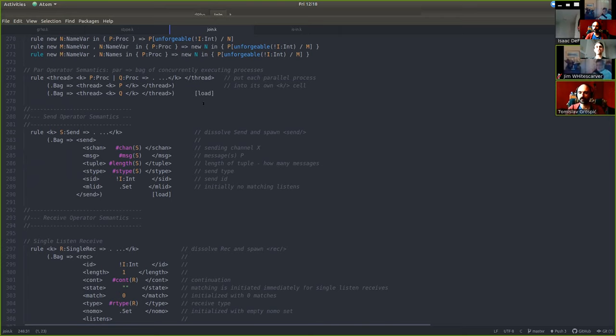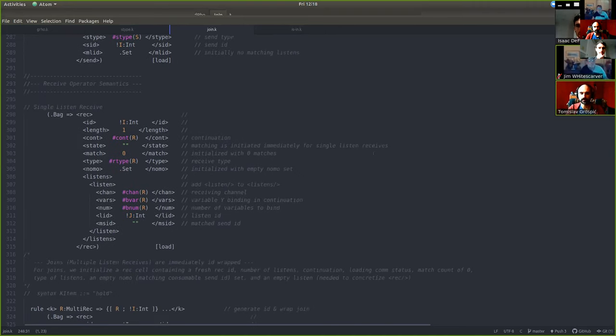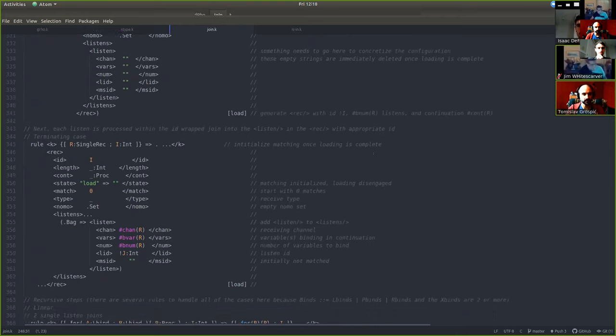So I'm calling these load rules because they're not really doing anything yet. They're just populating the configuration, essentially. So these are not super important.